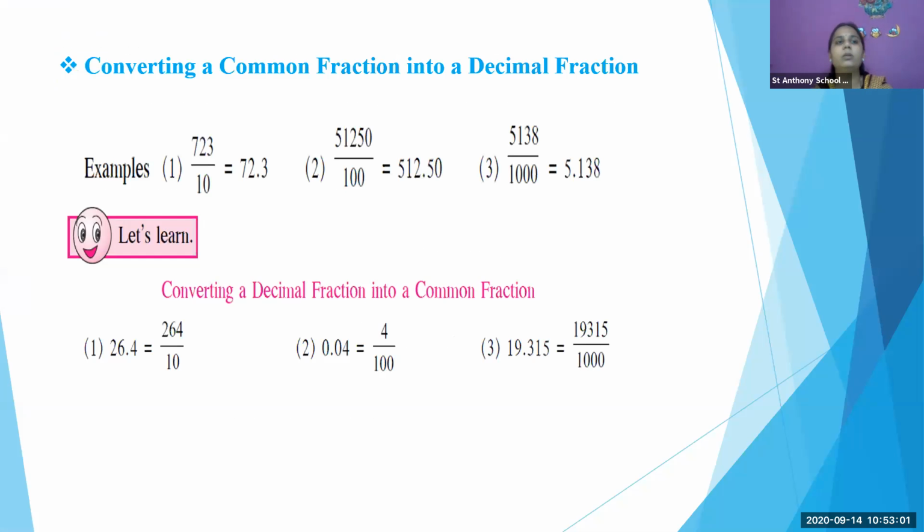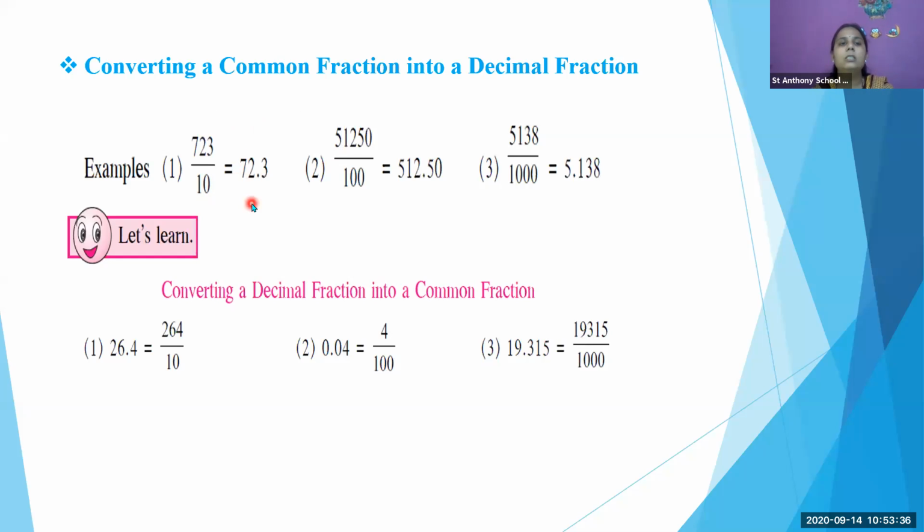Now today we are going to learn about converting a common fraction into a decimal fraction. Converting a common fraction into a decimal fraction means if a common fraction is given, for example, 723 upon 10. This is a common fraction. Now we have to convert that common fraction into a decimal fraction. So how this conversion is done, that we are going to learn.